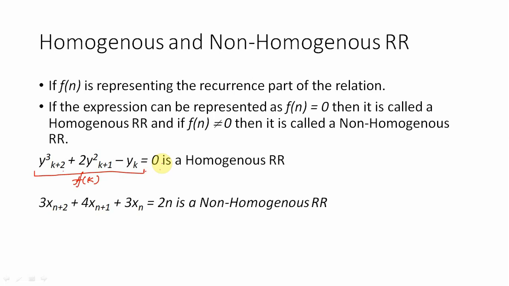And if the non-recurrence part of the recurrence, the expression that is given to you, say for example like this, then it is called a non-homogeneous recurrence relation. So in a nutshell, if the recurrence part of the recurrence relation can be equated to 0, then it is called a homogeneous recurrence relation. Otherwise, it is a non-homogeneous recurrence relation.